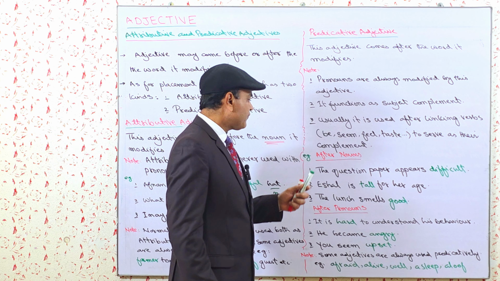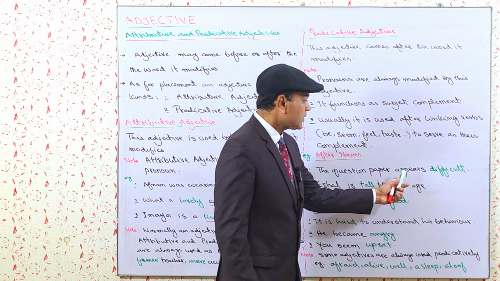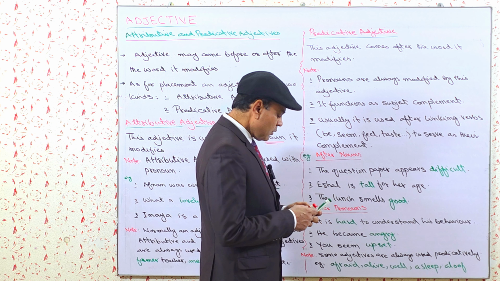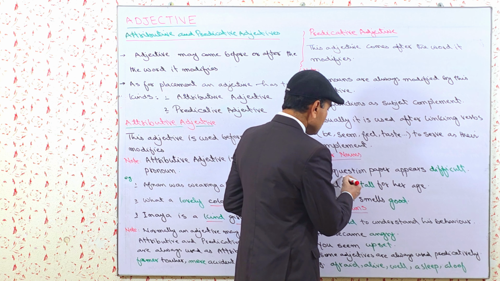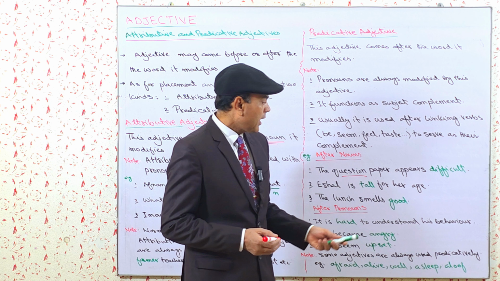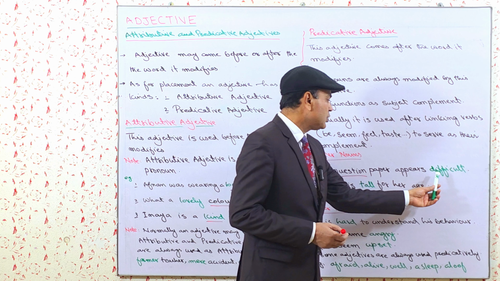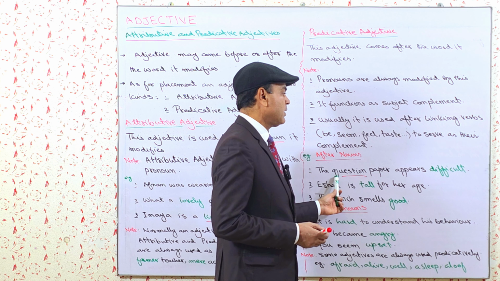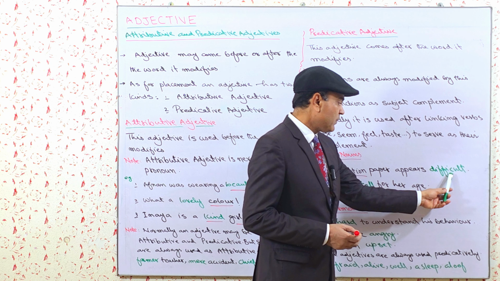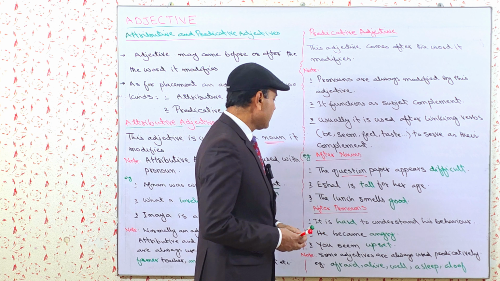For example, the first sentence is, the question paper appears difficult. So here difficult qualifies the words question paper. Question paper is a noun and it is difficult, but instead of being used before the question paper, the adjective has been used after it. So that's why we call it predicative adjective, and here it qualifies the noun.